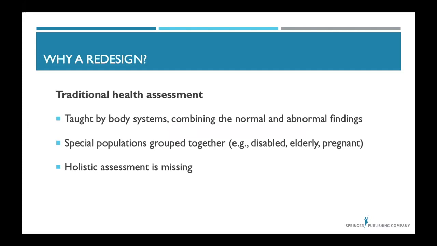Another thing we really thought about is how special populations are addressed in a traditional health assessment text and class. One of the things we notice is that all of the special populations, such as the disabled patient, the elderly, the pediatric patient, the pregnant patient, are put into a separate chapter. In that separate chapter, we try to address all the body systems and what's happening with that patient. What we thought should happen is to probably have them in each body system and address those special populations as they are individuals.